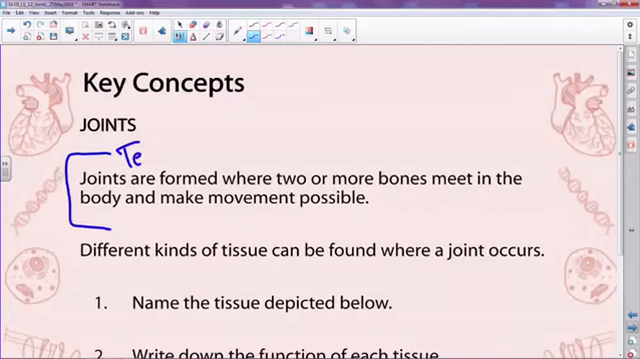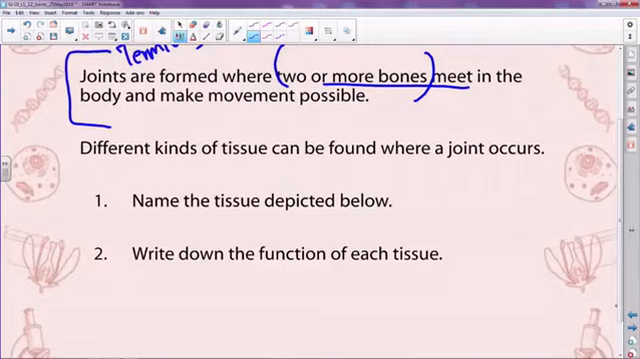Okay, this is very important. That is your terminology. It says joints are formed where two or more bones meet. So we're joining, and I'm sure that is understandable. We have two structures, and we join them is where they meet. And what can happen at a joint is it can allow movement or not necessarily. It all depends how we join something.